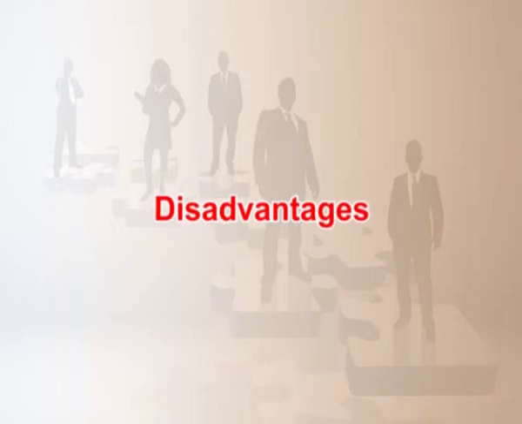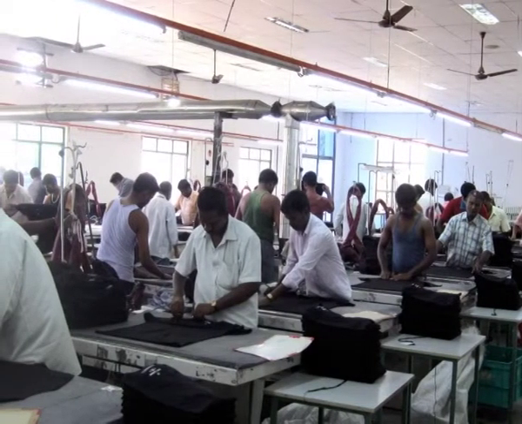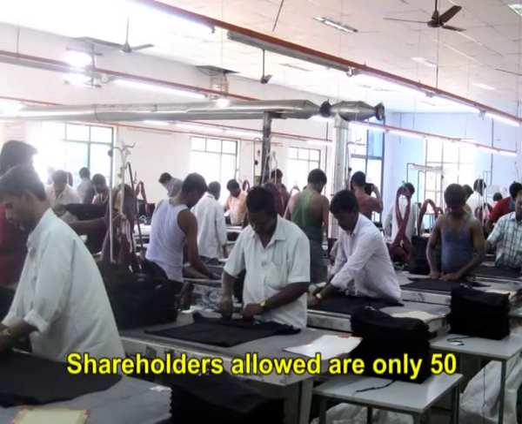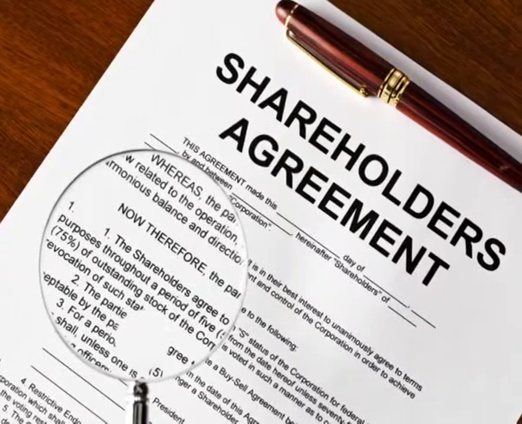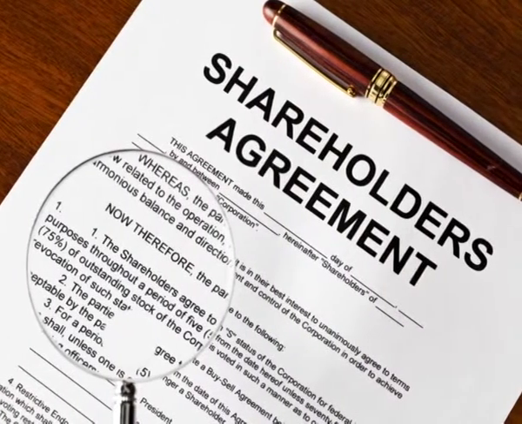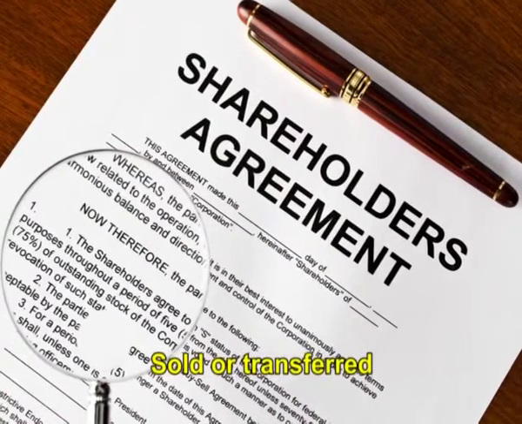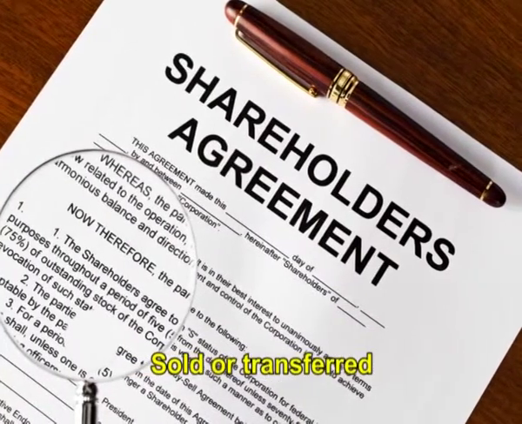What are the disadvantages? Growth may be limited because maximum shareholders allowed are only 50. The shares in a private limited company cannot be sold or transferred to anyone else without the agreement of other shareholders.